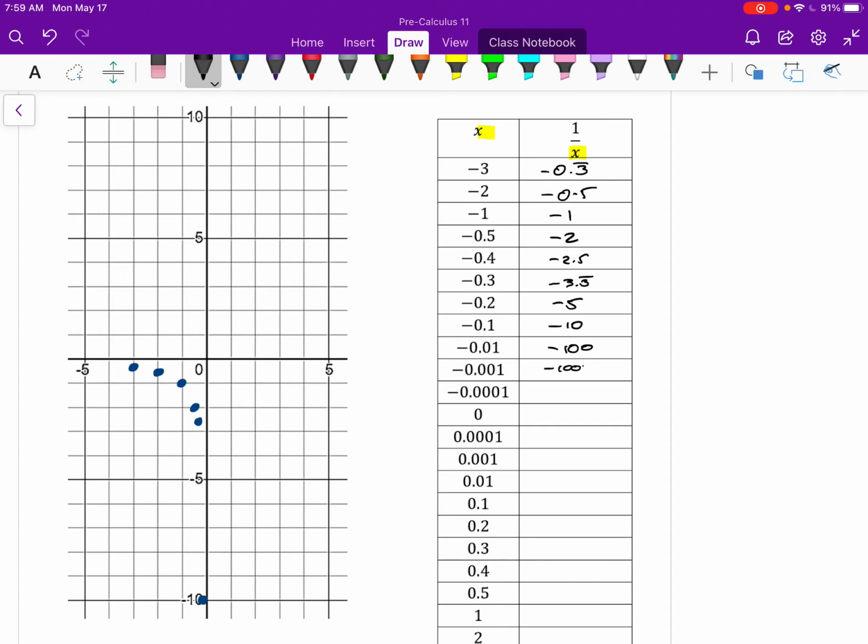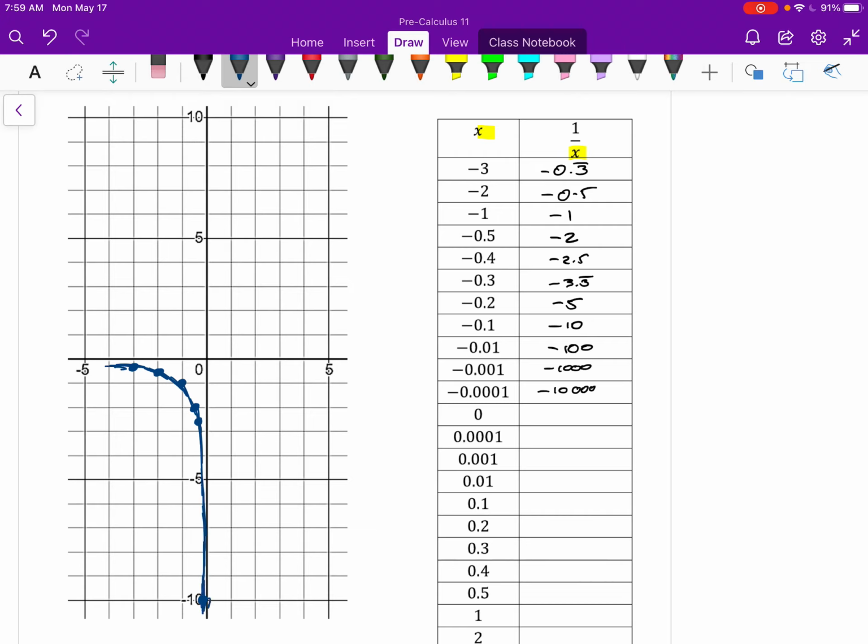-0.001 is -1,000, -10,000. And so we start to notice, and you get the idea, that as I get closer and closer to 0, my output gets larger and larger and larger. In this case, it's negative, but it's getting a larger and larger negative number, or more and more negative. There's no limit to how many zeros I could add there. I could go 0.00001 and 0.000001, and you get the idea. So I can see already that as I approach 0 from the left, it just starts shooting down more and more.